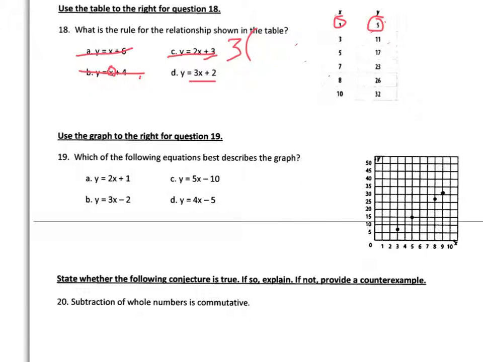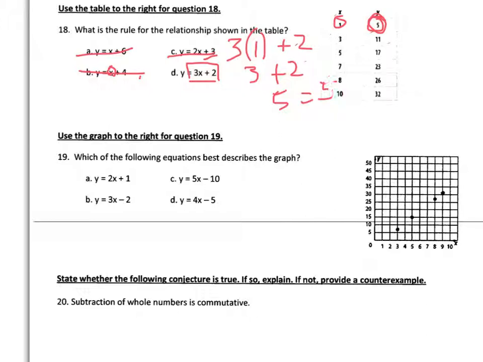And let's plug that in. 3 times 1 plus 2, again straight from the equation. 3 times 1 is 3 plus 2. 3 plus 2 is 5. Does that equal the 5 that we wanted? Yes, it does. So far, so good.